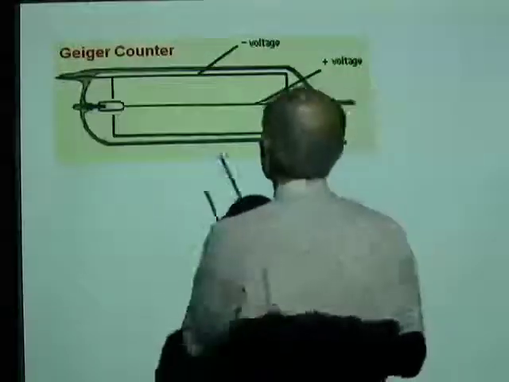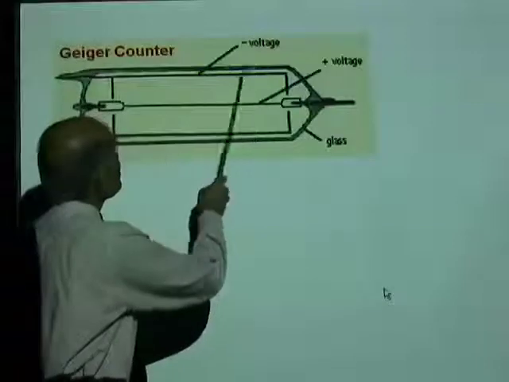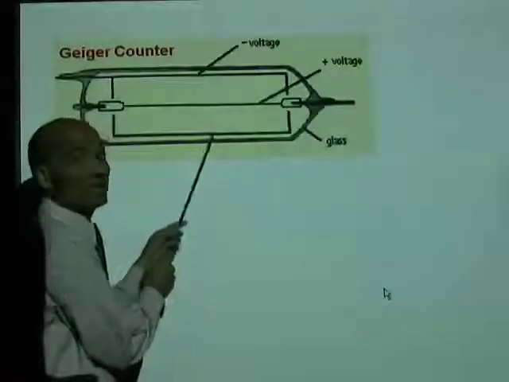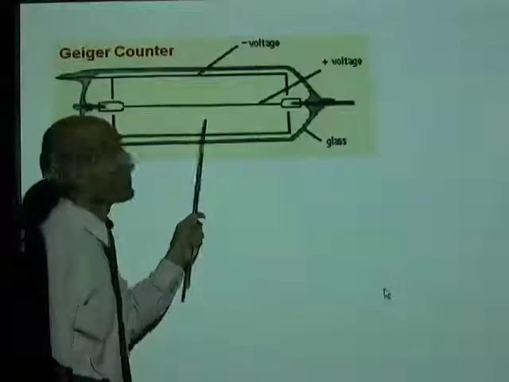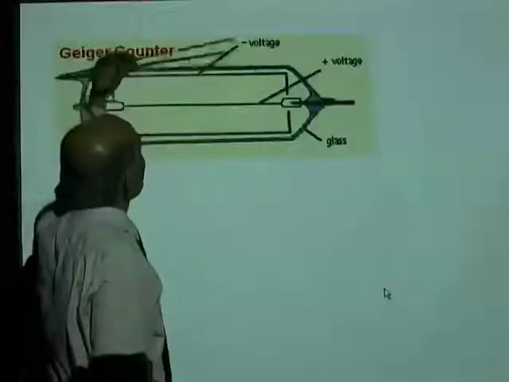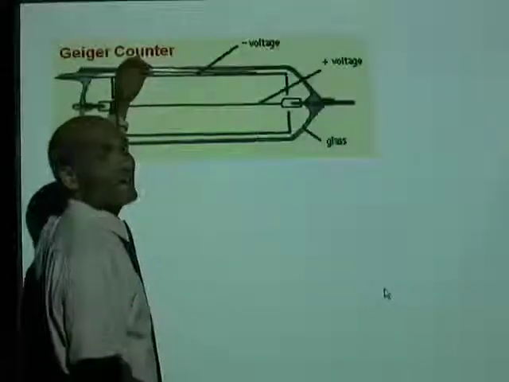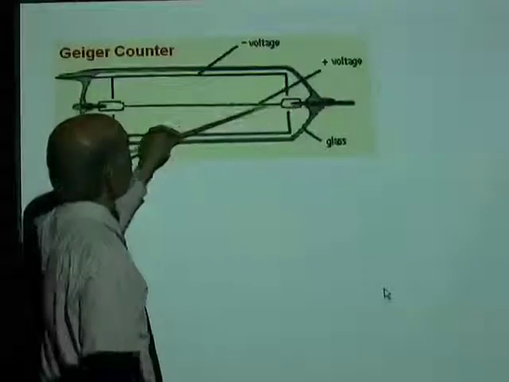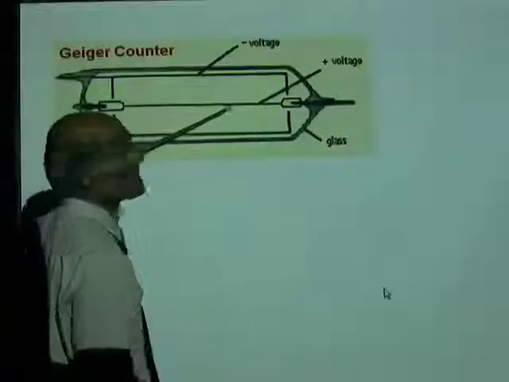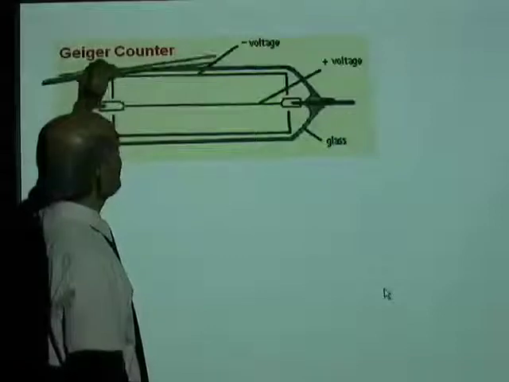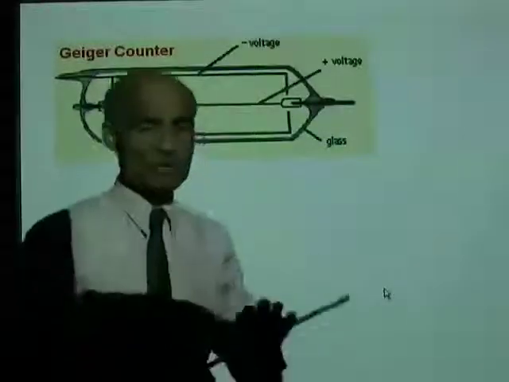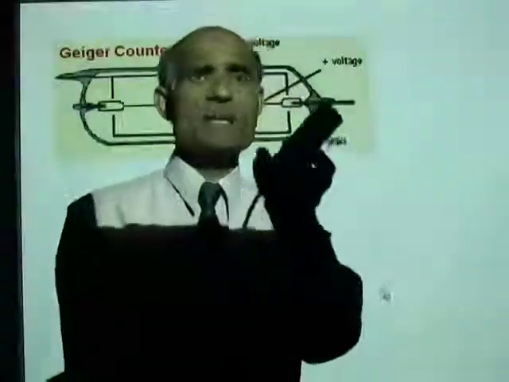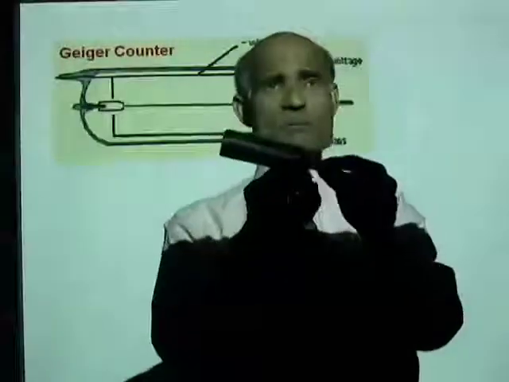A Geiger counter is a tube that contains a certain gas. The tube is metallic, and inside the tube you have a stretched wire. Actually the tube and the wire are two electrodes. Now if you watch in here, this is the metal tube.